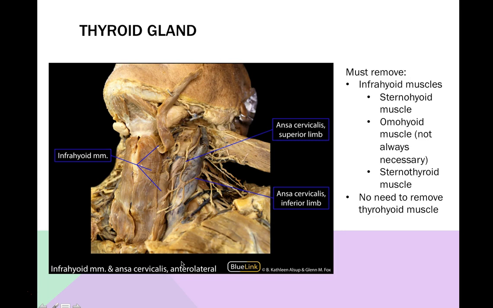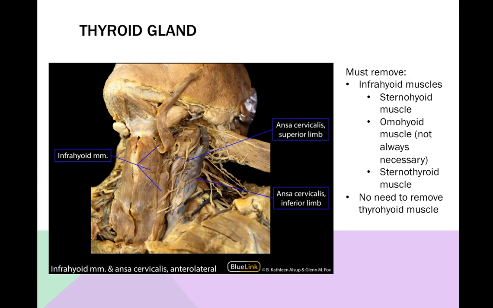Now let's take a look at what it would look like in the cadaver. So in order to see this gland, we will have to, of course, dissect the skin away in the neck and the platysma. And then we have this group of muscles below the hyoid bone, which we see right over here, that is called the infrahyoid muscles.